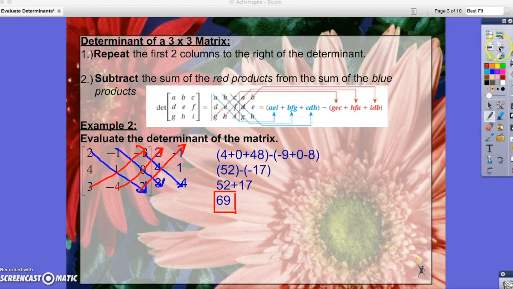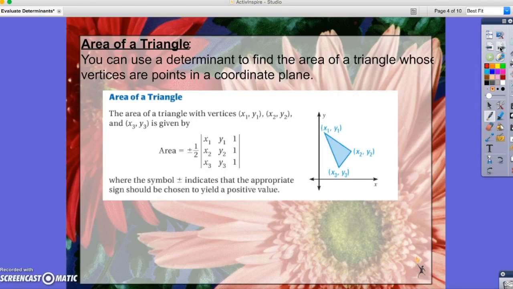All right, so for the next part, area of a triangle. Here's a practical application of using a 3 by 3 determinant. You can use a determinant to find the area of a triangle whose vertices are points in a coordinate plane. So, area of a triangle.